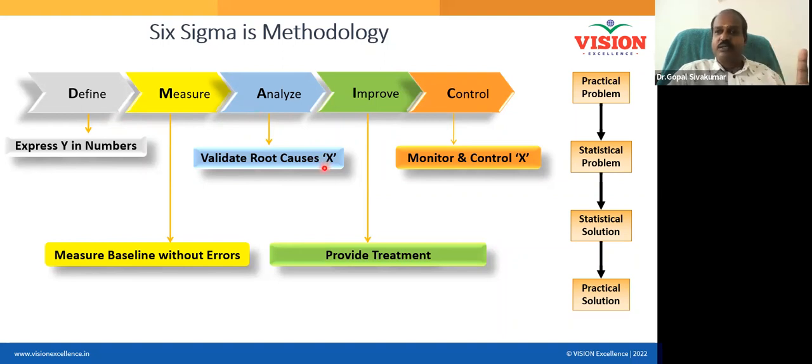There can be a single root cause, there can be multiple root causes. Right? The crime would have been done by a single criminal or by a group of criminals. Now our focus is on the X variable. Improve means we provide a solution. Providing a solution is nothing but providing treatment.